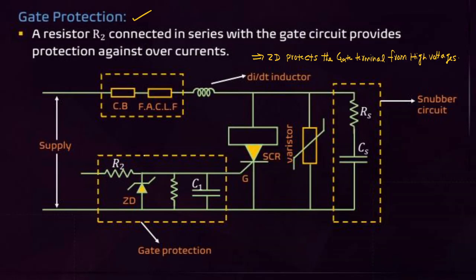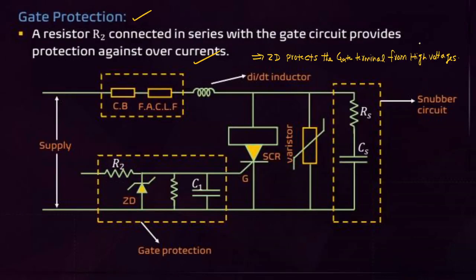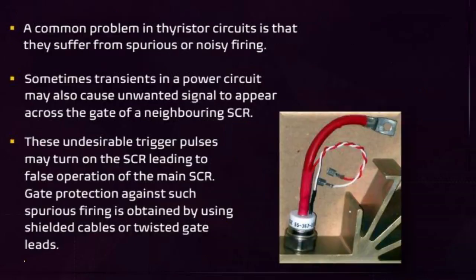What are the gate protection schemes? Told already, the SCR gate is a very sensitive element. To protect the gate terminal from various abnormal operating conditions, an R2 resistor is in series with the gate circuit for overcurrent protection. A Zener diode, as I told, is used for high voltage protection of the gate terminal. That is, to protect the gate terminal from high voltages, we are using a Zener diode.